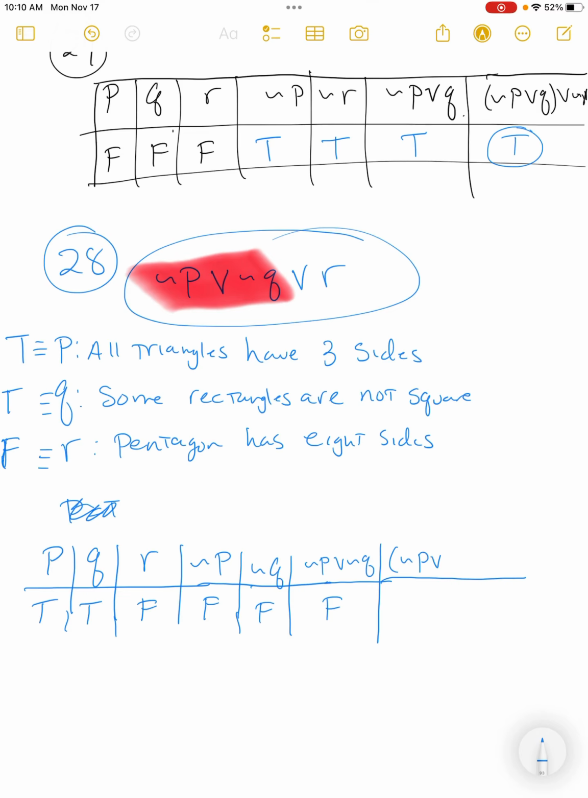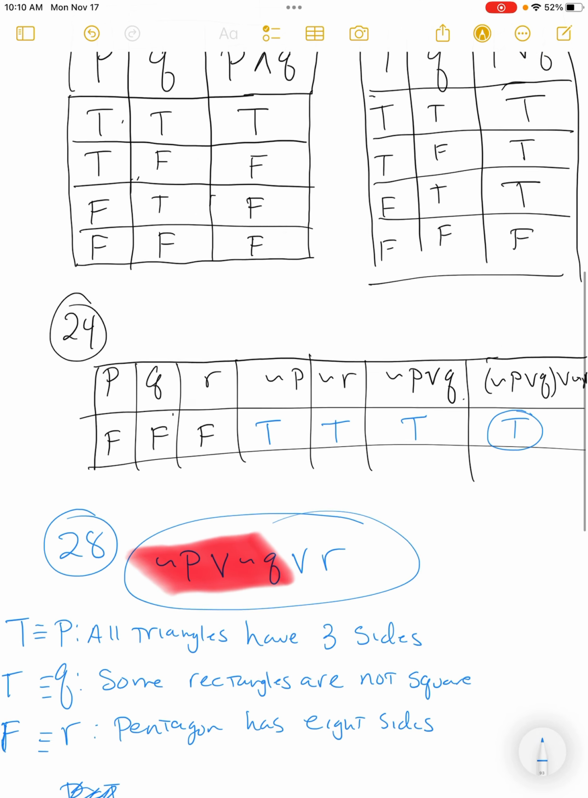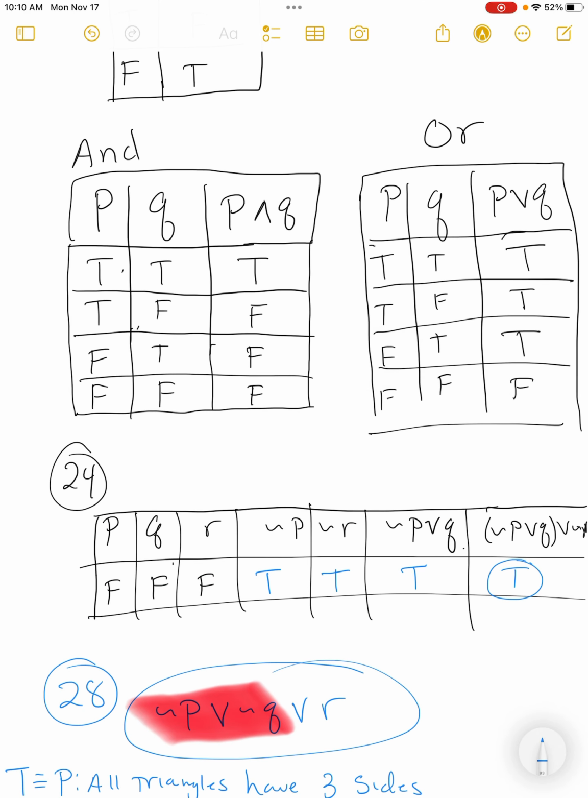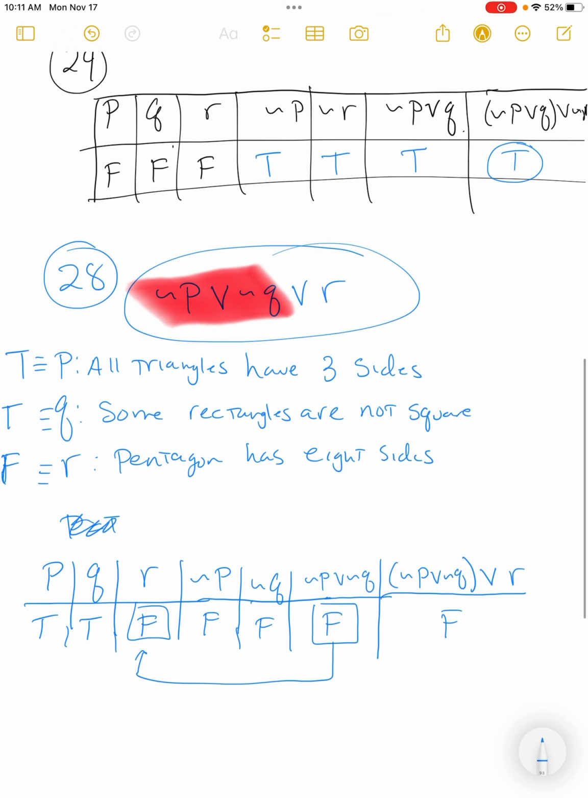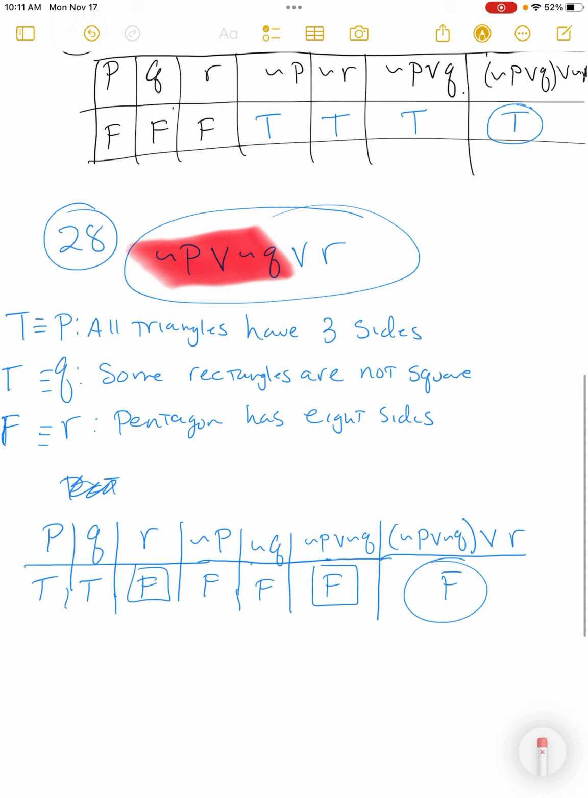Now look at how I'm going to write this next one. We just did the negation of P or the negation of Q, and now we have to OR that with R. Really what we have are just two truth values. We have a false being ORed with a false. And we know from what I worked a second ago that false or false is false. And so the overall answer here is false. That's what they'd like us to do. So the answer to our question is false.